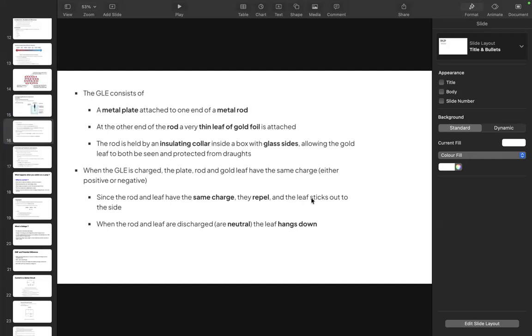And if they repel, the leaf sticks out to one side. So that is how, if they ask you to show the difference between a conductor and an insulator, this is what you will write down.